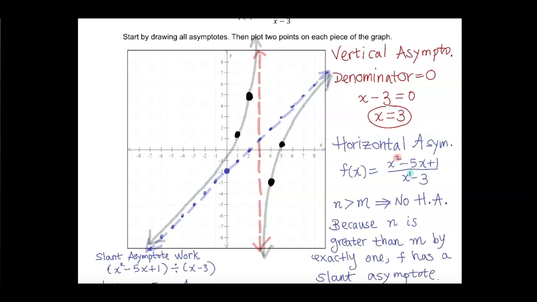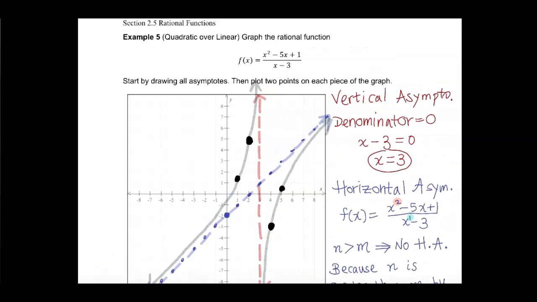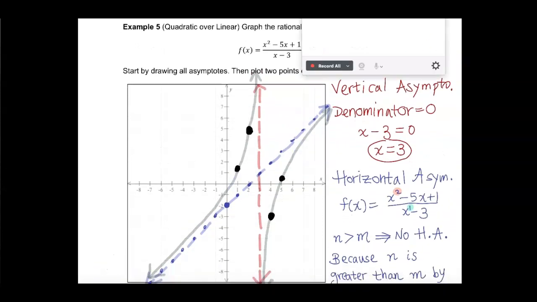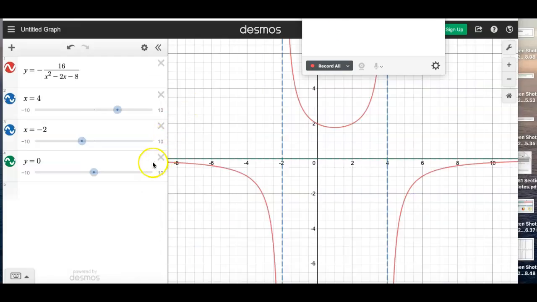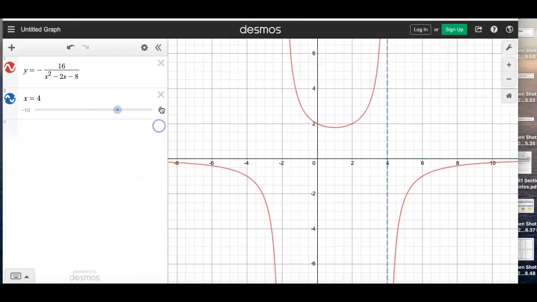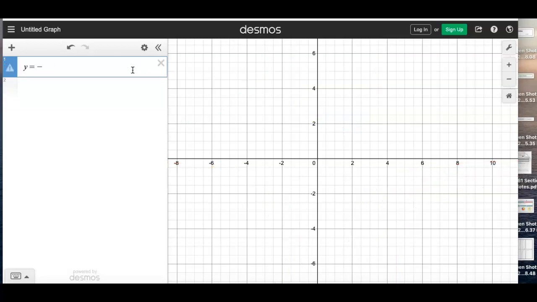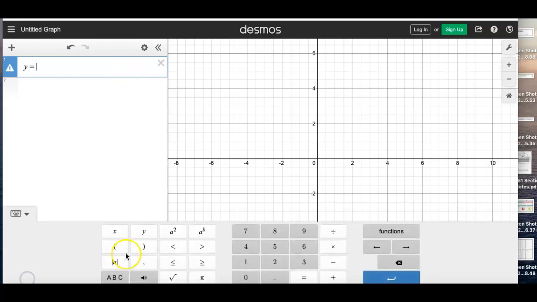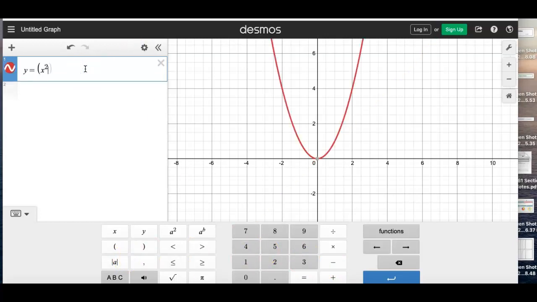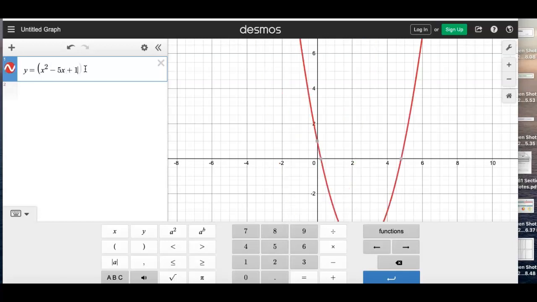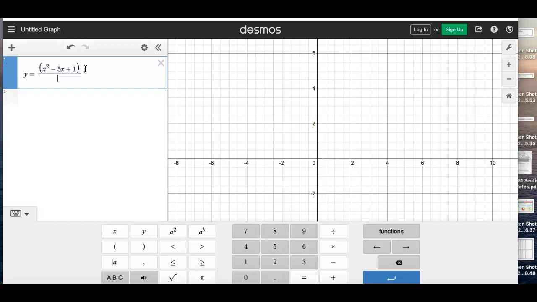It's time for us to check this with a graphing calculator, okay? So let me go ahead and hide my iPad screen, and I'm over here. That was the previous function, right? Let's plug in the function. I need to make this into a fraction first. How do I do that? Maybe I can just type in x squared minus 5x plus 1 in a parenthesis, and then I'll divide that by x minus 3, okay?